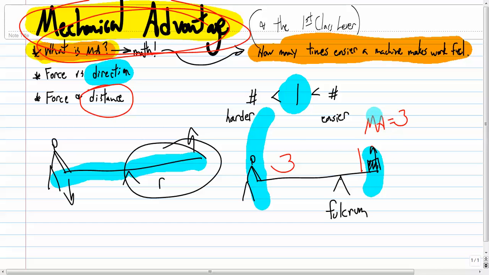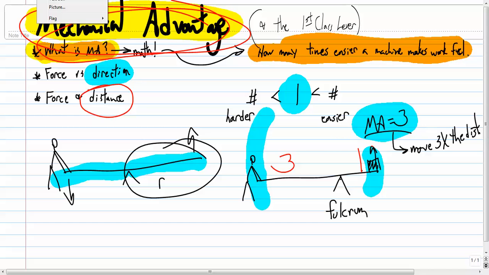So the cost of making the work feel easier is that you have to move a greater distance. So if your mechanical advantage is 3, that means you have to move 3 times the distance. So is it worth the cost? Well, it depends on what job you want to do.